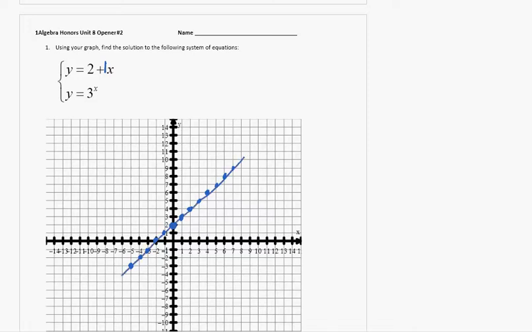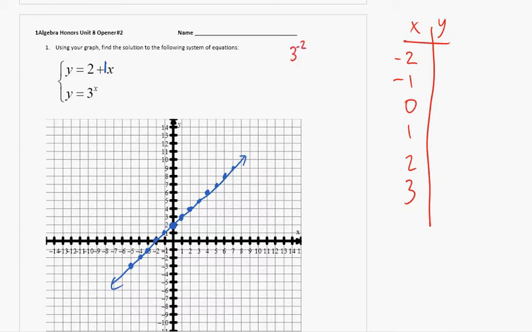Now the second one, of course, is not a line, and I guess you could graph this in a few different ways. I think what I'm going to do is just make a quick table, and I might include -2, -1, 0, 1, 2, 3. Okay, so if I substitute -2 into this equation, I get 3 to the -2 power, which can be rewritten as 1 over 3 to the +2 power, or 1/9.